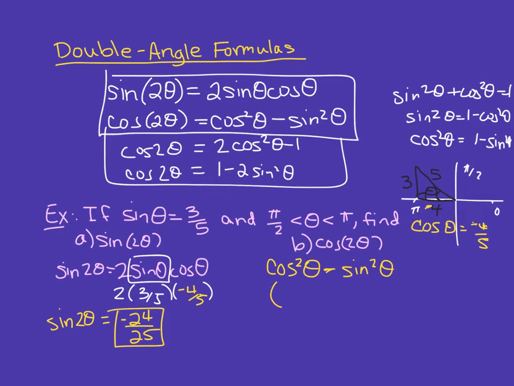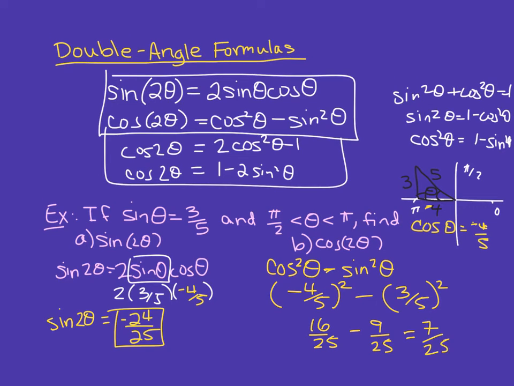So I know that cosine of 2 theta is cosine squared theta minus sine squared theta. Remember, cosine squared theta, easiest way to do that is to do the cosine first and then square it. So I'm going to do negative 4/5, and then that's going to be squared. For sine squared theta, I'm going to do 3/5, and then that's going to be squared. So that's going to give me 16/25 minus 9/25 which gives me an answer of 7/25. And actually, if you do either of the other two formulas, you're welcome to try it, you will get the same answer.